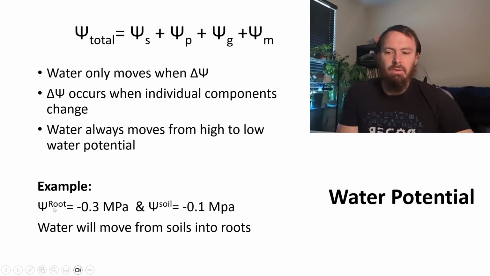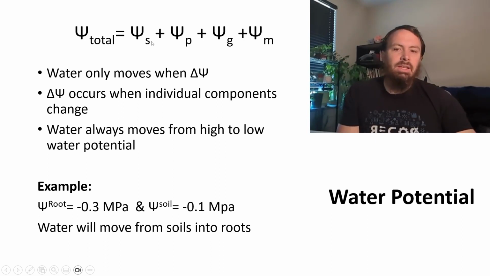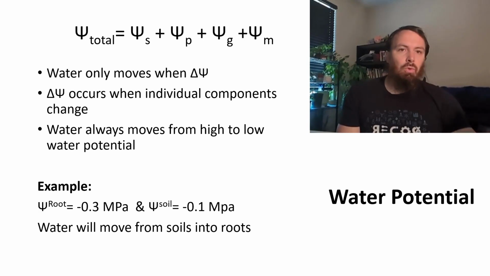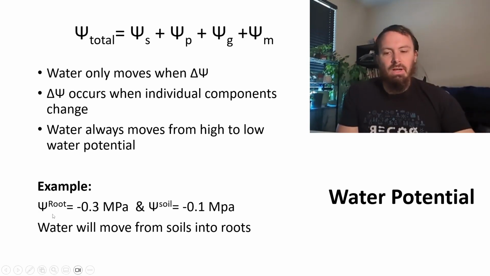Here's an example down here. So if you're talking about the type of potential, it'll be a subscript, like S, P, G, and M, so solutes, pressure, gravity, and matric. If you're talking about the system, like the root or the soil or the cell, you put it as a superscript. So water potential of the root, water potential of the soil. And in these cases, they're talking about the total water potential.